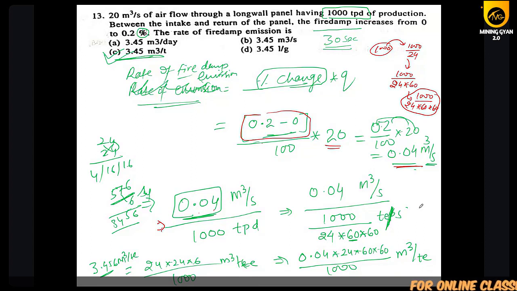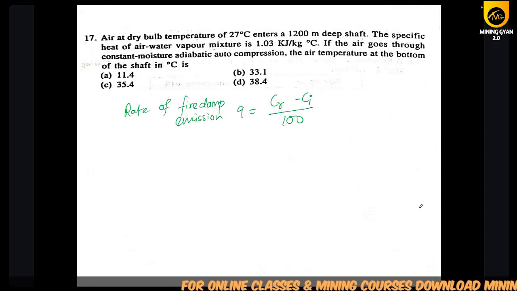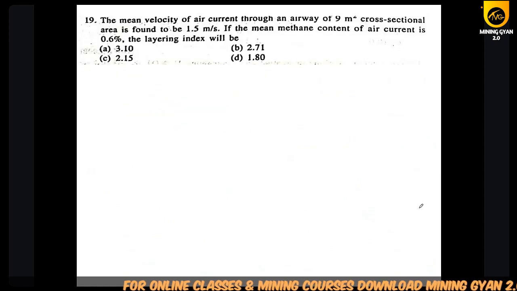Those who have any doubt can comment in the chat box. Other people can solve the next question. I think we have discussed this question. Those who do not have any doubt can solve this question.